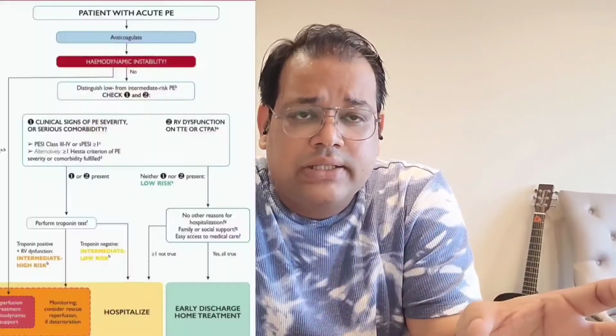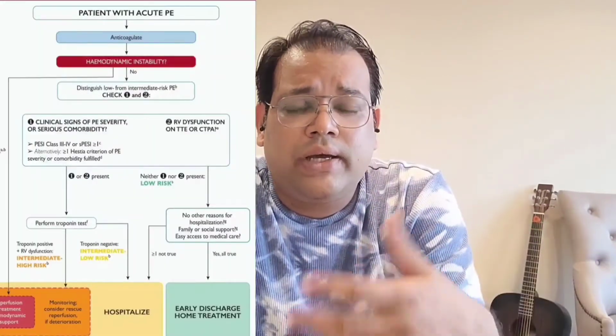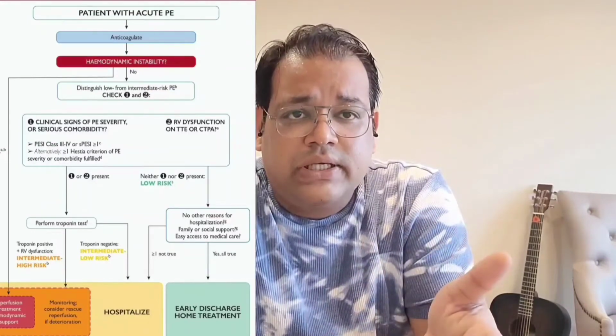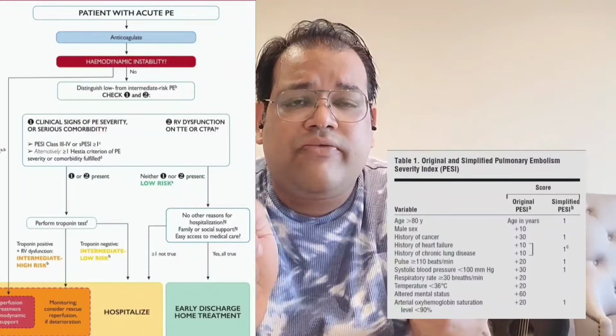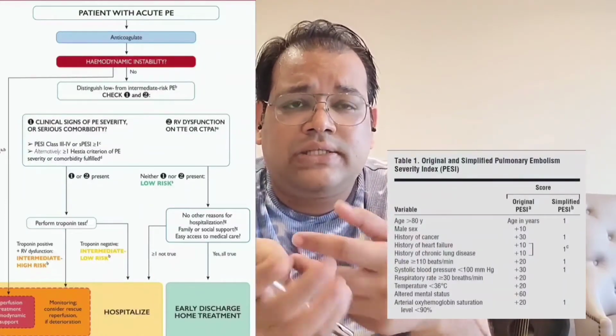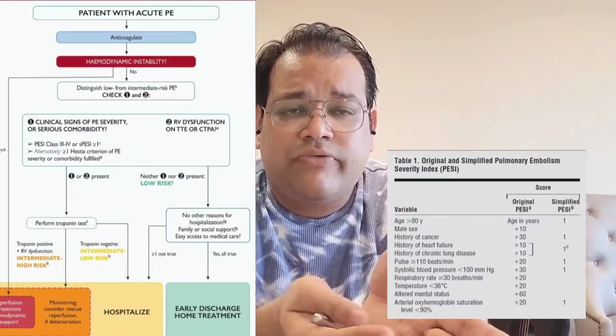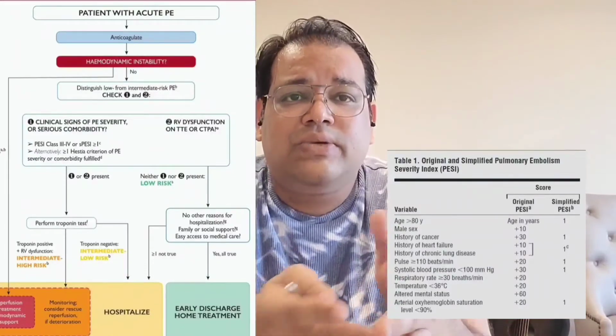Now we will discuss the treatment approach for these patients, and for that we have to stratify them into various risk groups. So it is high risk, intermediate high risk, and low risk, and this you can do by PESI or simplified PESI, which is the Pulmonary Embolism Severity Index. You can see PESI here, you can see simplified PESI here. I generally prefer simplified PESI because it is very simple and easy to remember.